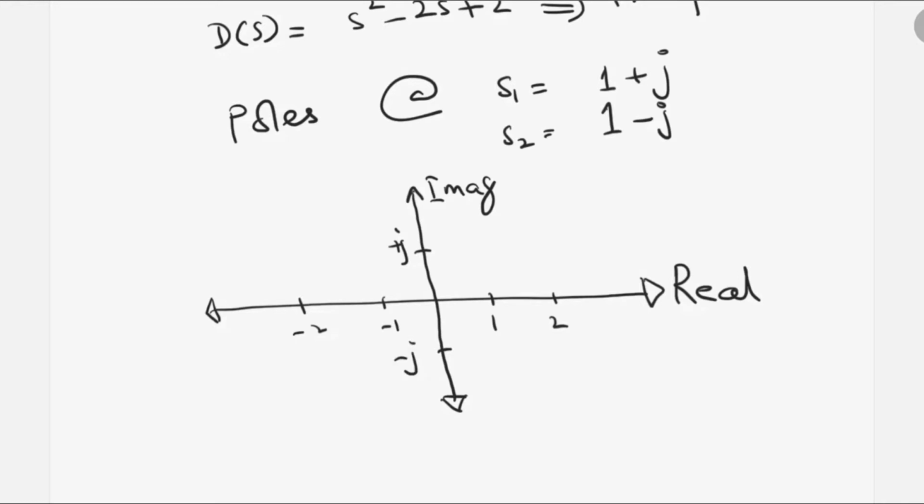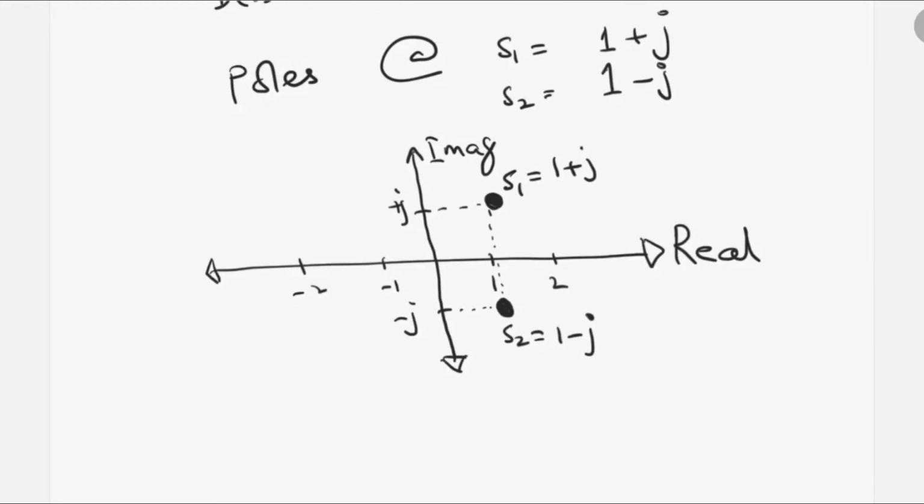So if I want to plot this s1, it will be like this. And here at this spot I have s1, which is equal to 1 plus j, and over here at this spot I would have s2, which is equal to 1 minus j. So a very easy and very common plane for all of us, right? We are very familiar with how we plot complex numbers like this.